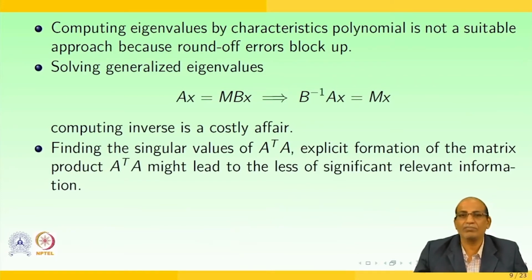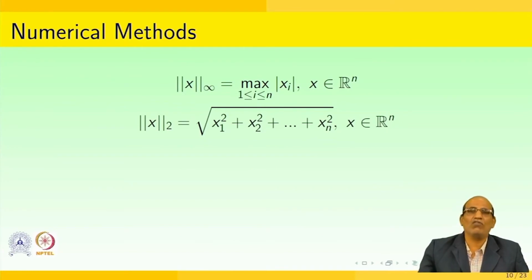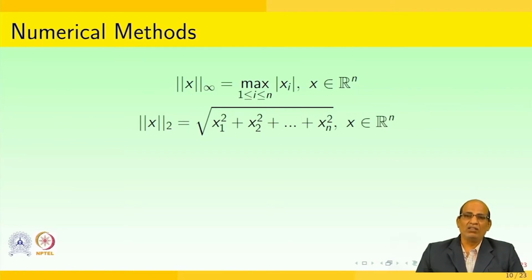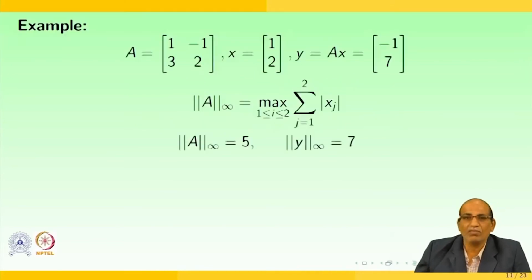Now let's look into the numerical methods. How do you find the norm of this matrix? The norm will give you the stability and other properties of the matrices. So the infinity norm is nothing but the maximum over 1 less than or equal to i less than or equal to n, for every x belonging to Rn. That is what is called the infinity norm. Similarly, you can write the 2 norm: the norm of x is equal to the square root of x1 squared plus x2 squared plus up to xn squared, where x belongs to the set of real numbers Rn.